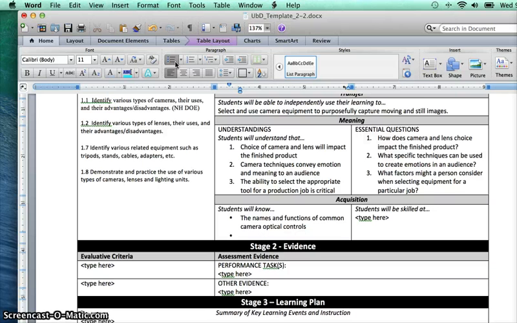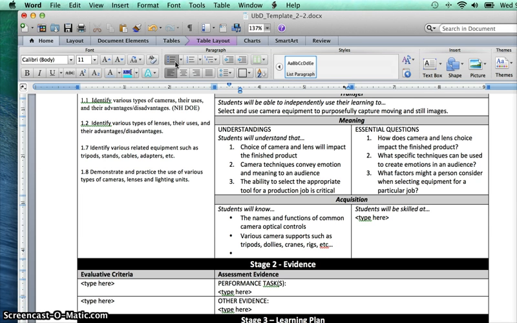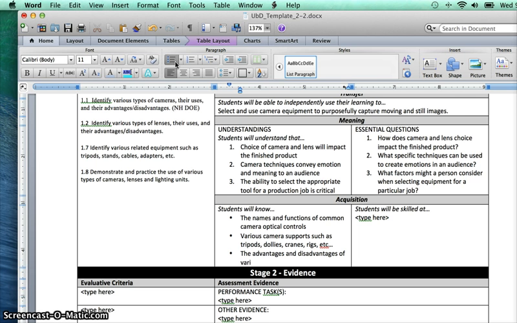Students will know various camera supports, such as tripods, dollies, cranes, rigs, etc. Students will know the advantages and disadvantages of various camera equipment.